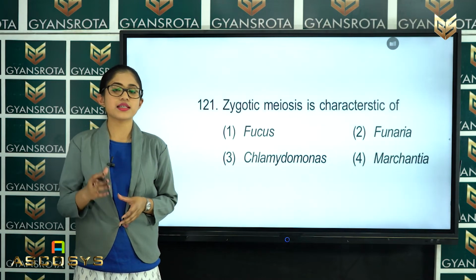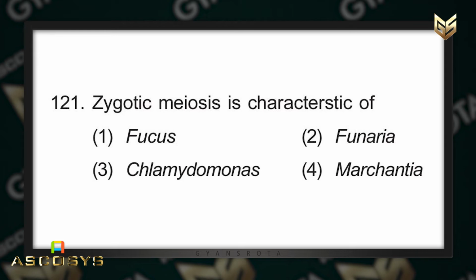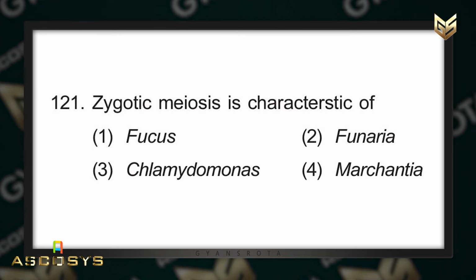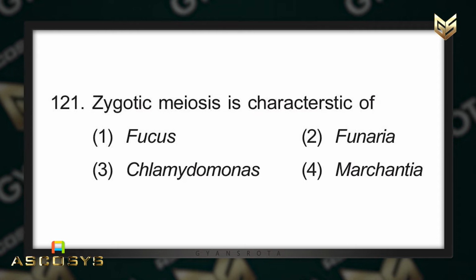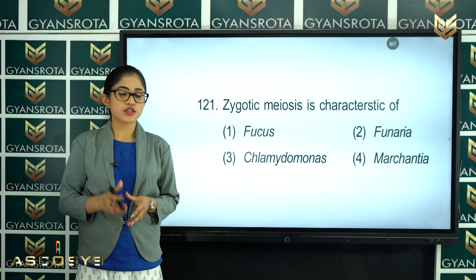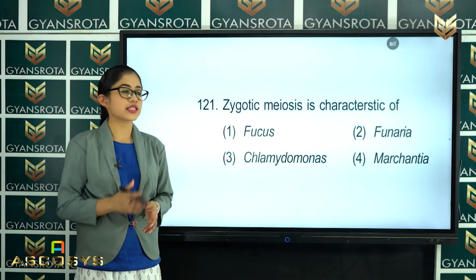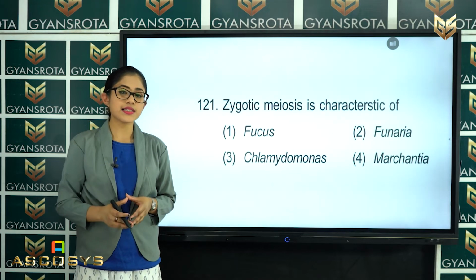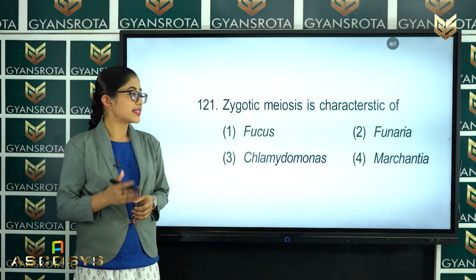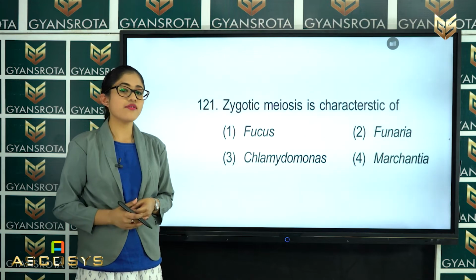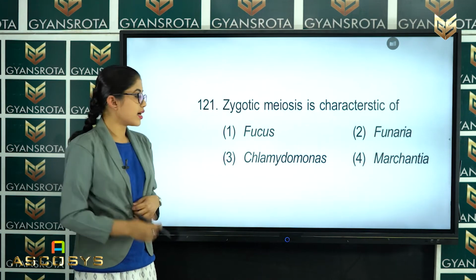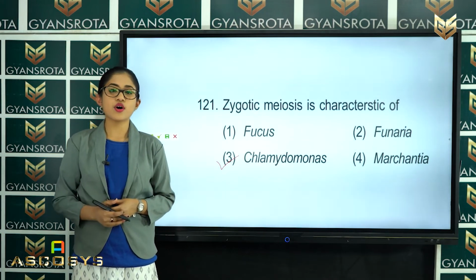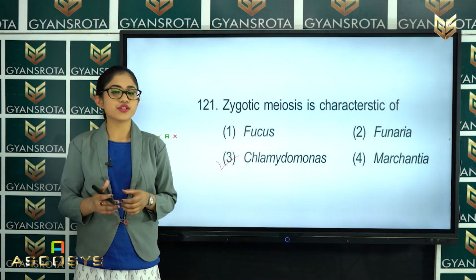Next question is question number 121. So, in question number 121, you can see here that zygotic meiosis is a characteristic of Fucus, Funaria, Chlamydomonas, or Marchantia. So, in the chapter Plant Kingdom, we have discussed all these different types of examples. So, where does this zygotic meiosis take place? This zygotic meiosis is taking place and it is a characteristic of Chlamydomonas. That is option number 3. So, option number 3 is the correct answer of this question. Now, let us move on to the next question.